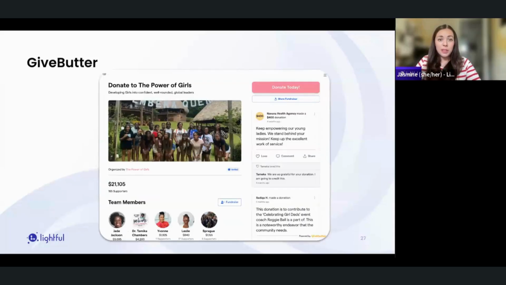GiveButter is a free platform which lets you create donation pages and buttons, but it's also really good for organising events and auctions. You can see it's quite a community feel. You can add comments and you can see visuals of people donating there.